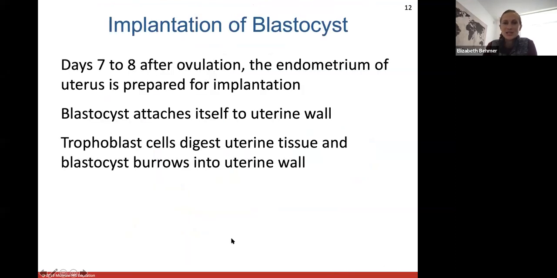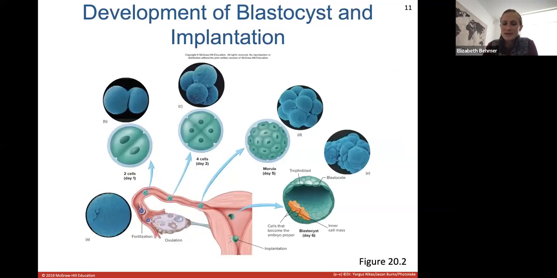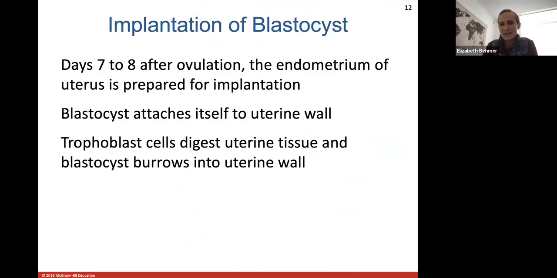So the implantation of the blastocyst is about 7 to 8 days after ovulation. The endometrium of the uterus is preparing itself for implantation. The endometrium is the inner wall of the uterus, and it will become very thick to get ready for potential implantation of that blastocyst.